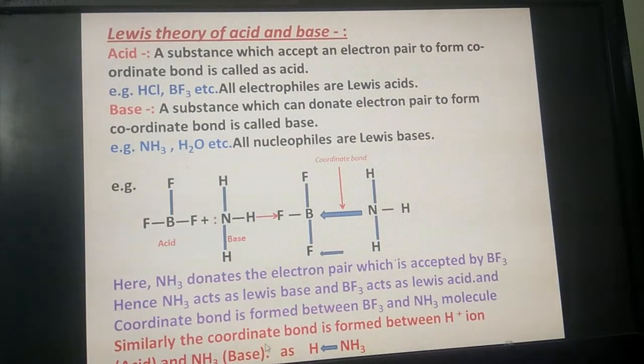Similarly, a coordinate bond is formed between the H+ ion and NH3, that is the base. That means a coordinate bond is formed between hydrogen and ammonia, because hydrogen accepts the pair of electrons from nitrogen. A question comes like this: define the terms acid and base according to the Lewis concept, or explain the formation of a coordinate bond according to the Lewis theory.